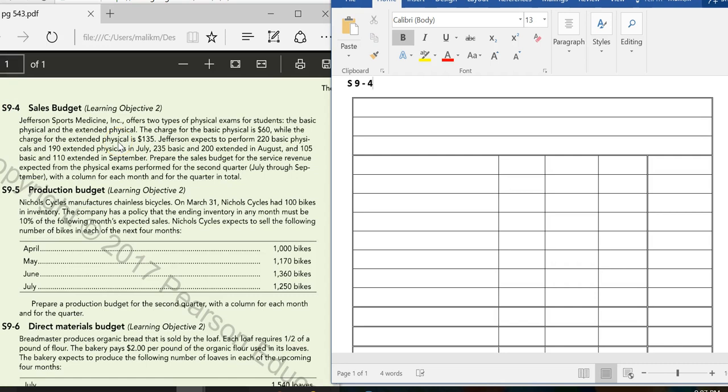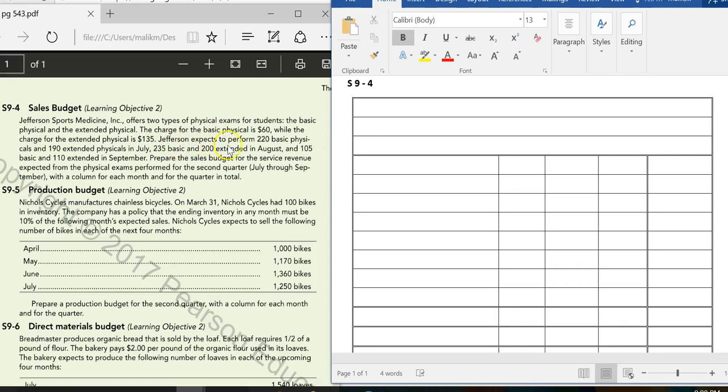If you read the problem, you will see that Jefferson Sports Medicine actually offers two types of physical exams for students. One is the basic physical, another is the extended physical. The charge for the basic physical is $60, while the extended physical's charge is $135. So these are basically their per unit or per service sales prices.